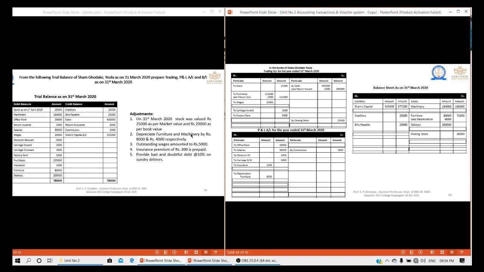Then the second is machinery. So 4,000 will be the depreciation. From machinery, subtract depreciation 4,000, you will get 1,60,000. So here you are clear with how this figure comes. The 4,000 depreciation is an expense, so it is debited to the profit and loss account, and the total of these two was forwarded to the outer column.